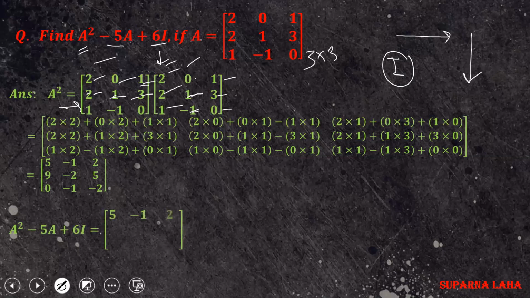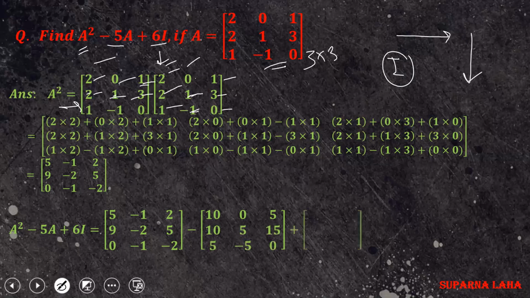So 5, minus 1, 2, 9, minus 2, 5, 0, minus 1, minus 2, minus 5 of A. That is, multiply this A with 5. So 5 into 2, 10. 5 into 0, 0. 5 into 1, 5. 5 into 2, 10. 5 into 1, 5. 5 into 3, 15. 5 into 1, 5. 5 into minus 1, minus 5 and 0.